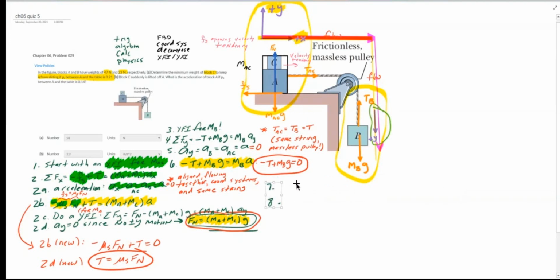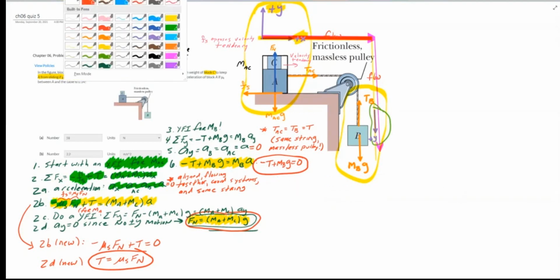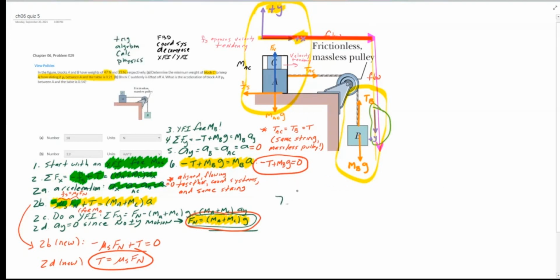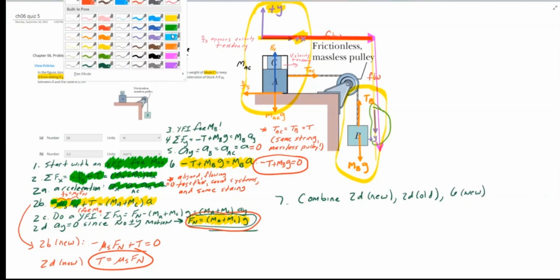Okay, so I have step 7. Here's my new step 7. Combine number 2D, the new 2D, the old 2D. This is a little bit less than elegant. And 6 new. All right. So I'm going to combine these equations.